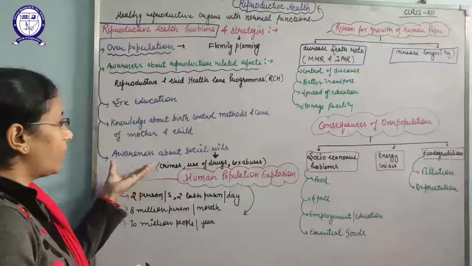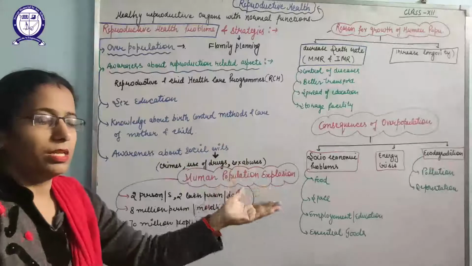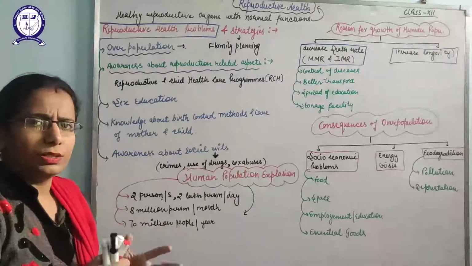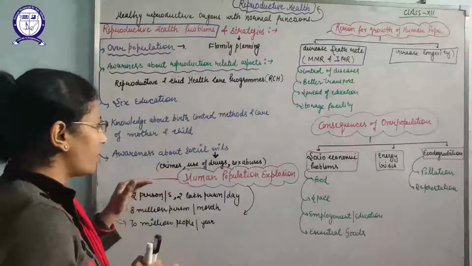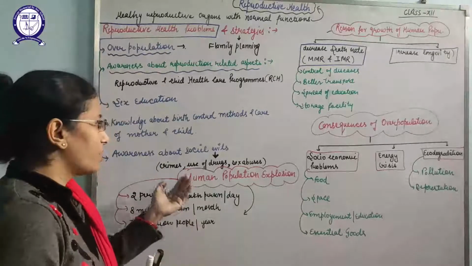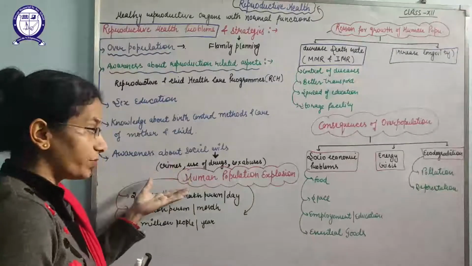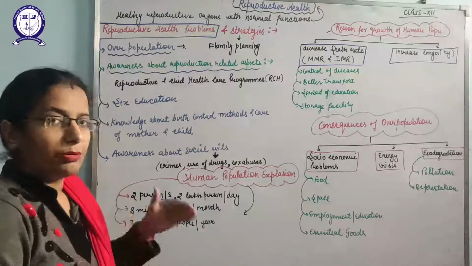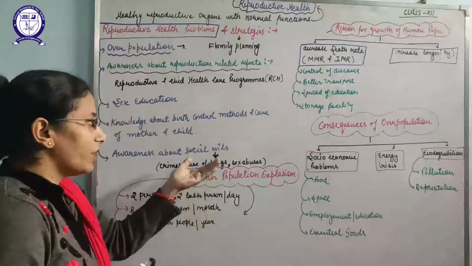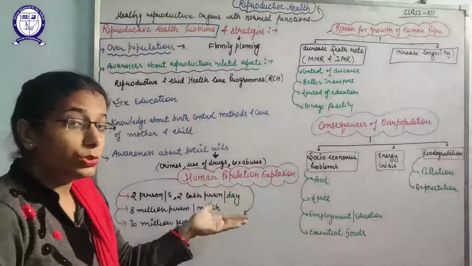So next is the awareness about social abuse. The persons, in today's world, should be educated and should have awareness about the sex related crimes that are prevailing in societies today, and the use and misuse of drugs.